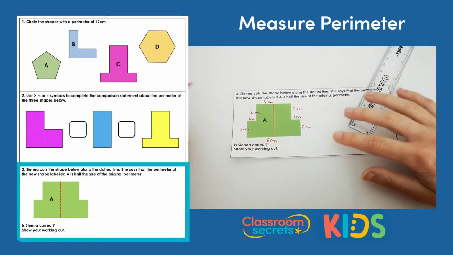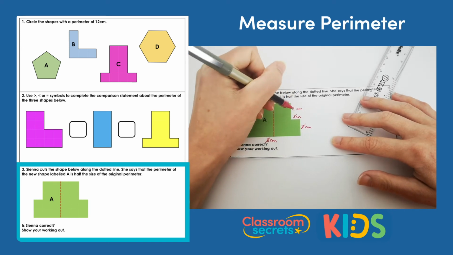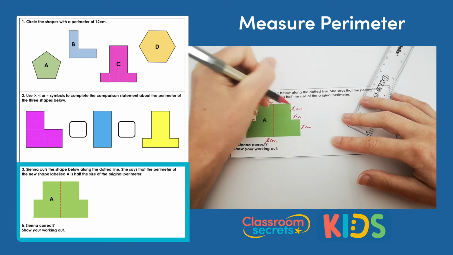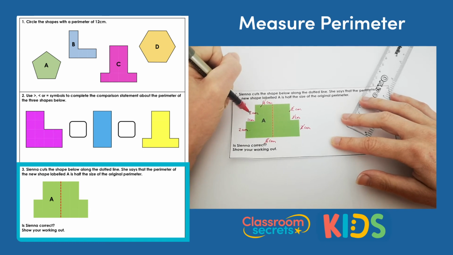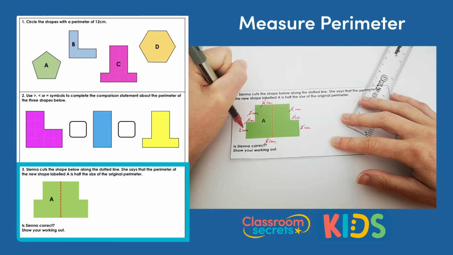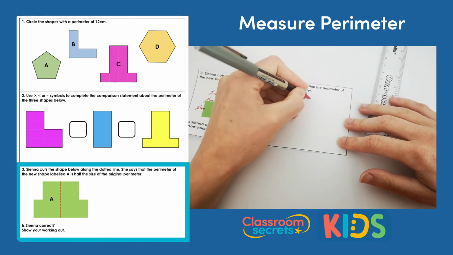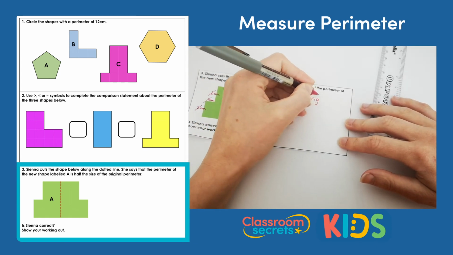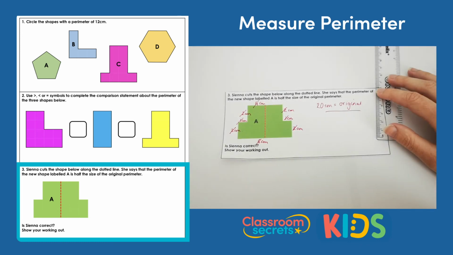So the perimeter of the original shape is 6 add 2, 8. 8 add 1 is 9. 9 add 2 is 11. 11 add 4 is 15. 15 add 2 is 17. 17 add 1 is 18. And 18 add 2 is 20. So the original shape has a perimeter of 20 centimetres.